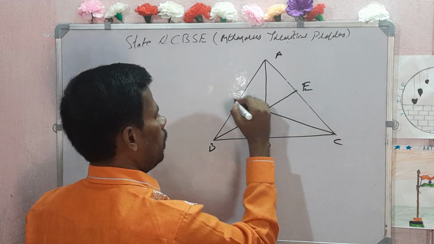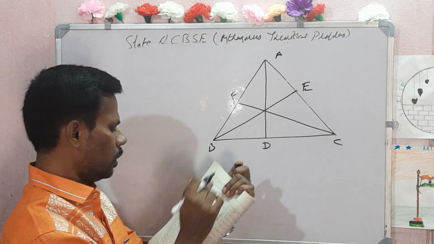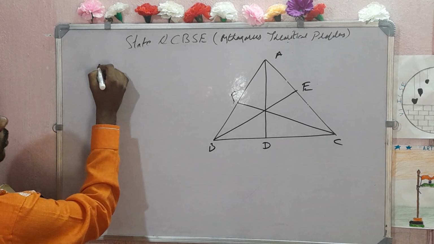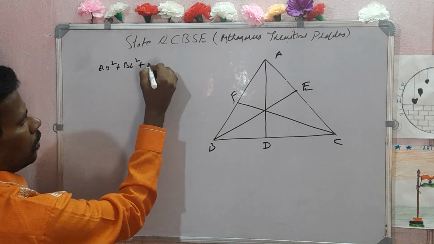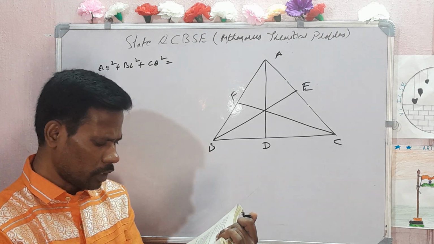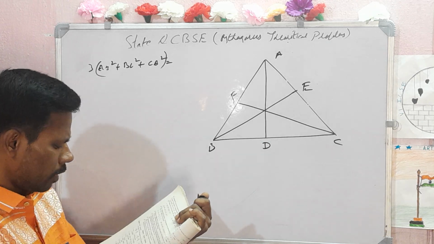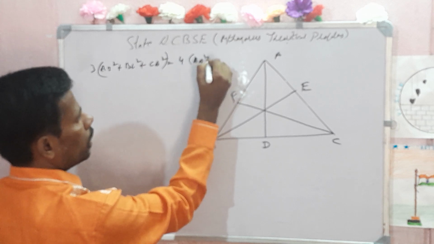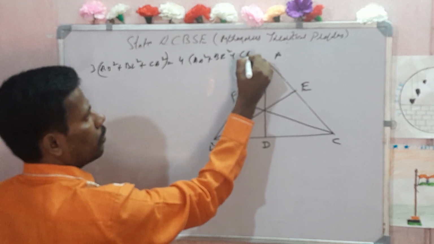So D, E, F. Right? So in this, prove that 3 times the sum of the squares of the sides of a triangle, AB square plus BC square plus CA square, is equal to 4 times the sum of squares of the medians of a triangle, AD square plus BE square plus CF square.